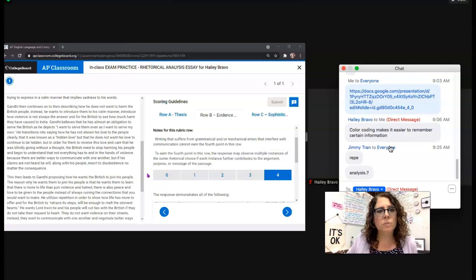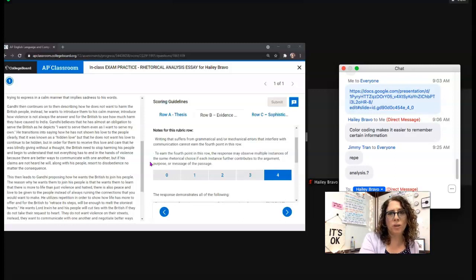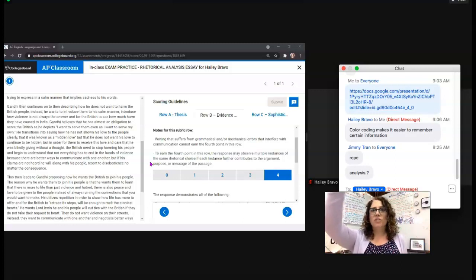What were you thinking was the rhetorical device with that one? For this one, I wanted to say it was repetition because of the fact he kept saying, I want to serve, I want to serve. Absolutely, it is. Can someone tell me another rhetorical device that is in this sentence? I want to serve them even as I want to serve my own.